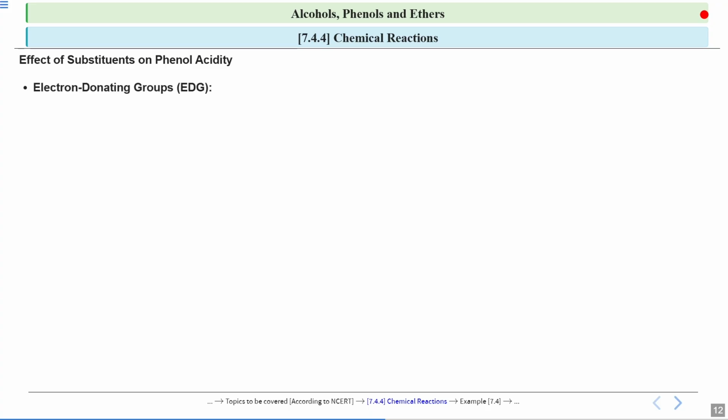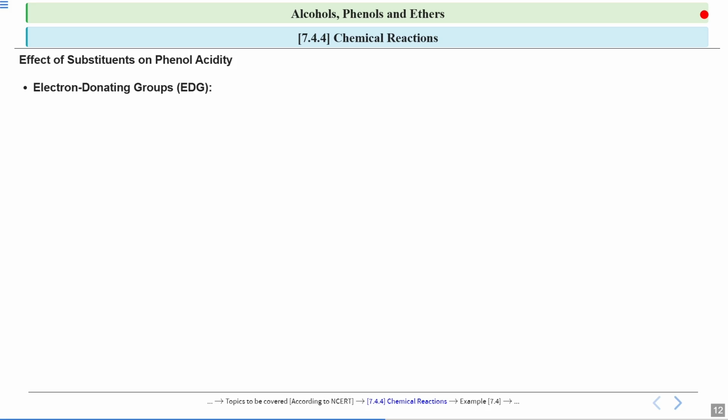Now if I talk about electron donating groups, we saw that electron withdrawing groups increase the acidity. Now what do you think the electron donating groups will do? Electron donating groups donate the electron density. So if they are donating, the electron density on oxygen will increase. Now, if the oxygen is full, it will not take the electrons from the hydrogen. So the bond will become less polar. If the bond becomes less polar, it will not easily donate its H plus ion.